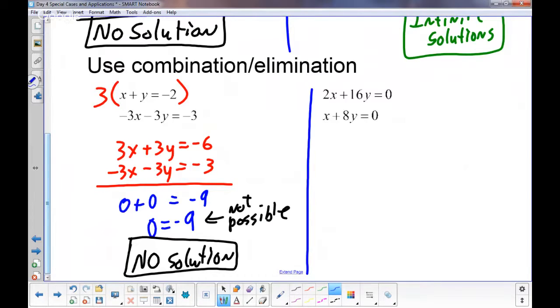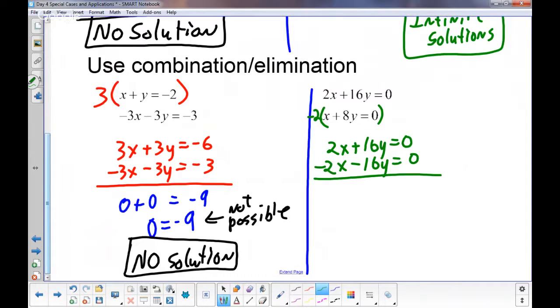All right? So again, we're going to use the same one we used in substitution. 2x plus 16y equals 0. x plus 8y equals 0. We need to get something to be opposite. Since the x's are already 2 and 1, but both are positive, I'm going to multiply the bottom one by negative 2. So that gives me 2x plus 16y equals 0. And then I get negative 2x minus 16y equals 0 as well.